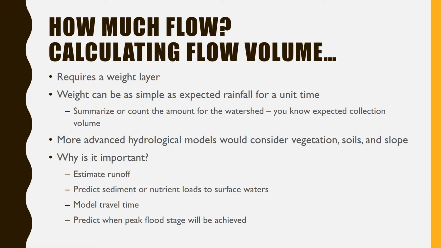So how much flow? How do you calculate flow volume? You need a weights layer. Weights can be as simple as multiplied by expected rainfall over an amount of time. You can summarize it. There's lots of different ways. In general, more advanced hydrological models would consider things like vegetation and soil and slope, because that is directly related to how quickly rainfall becomes runoff. That relates to how much rainfall infiltrates the soil and how much is overland flow. All these complicate how water will accumulate.